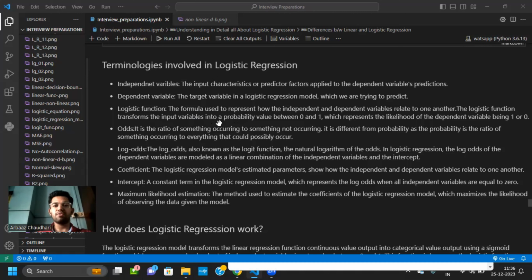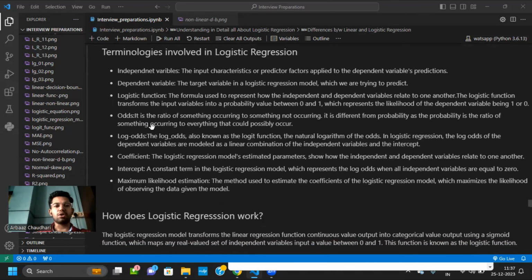So the logistic function, which you have to keep in mind, represents the likelihood of the dependent variable being 1 or 0. With the help of this function, the main function in logistic regression, it is trying to tell which class the input variables of the first data point belong to.